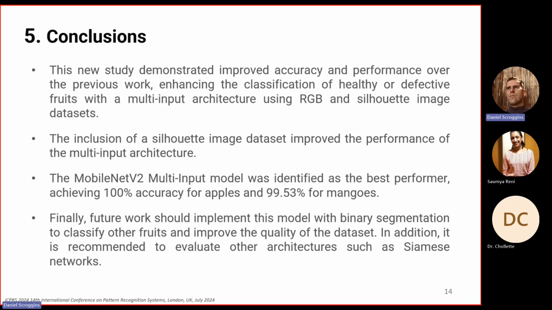Finally, in future work, this model should be implemented with binary segmentation to classify other types of fruit and improve the quality of the data set. In addition, it is recommended, for example, to evaluate other types of architecture such as Siamese network.